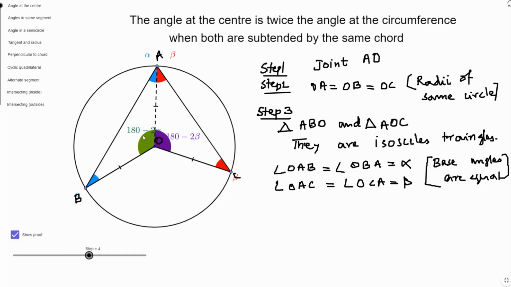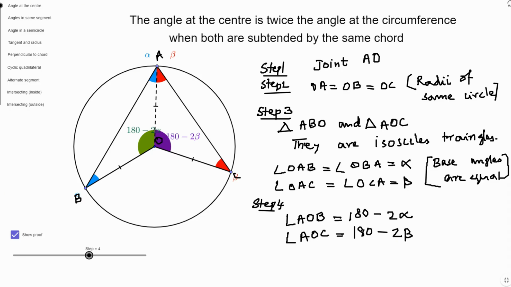We are finding the third angle of those triangles. The angle sum property of a triangle says the angles of a triangle add up to 180. So considering that property, we can write angle AOB is equal to 180 take away the 2 angles, angle B here and angle A here. So that is going to be 180 take away 2 alpha. The same way we can write angle AOC is equal to 180 take away 2 beta.